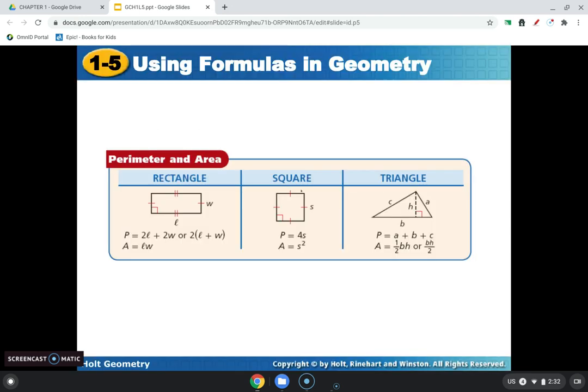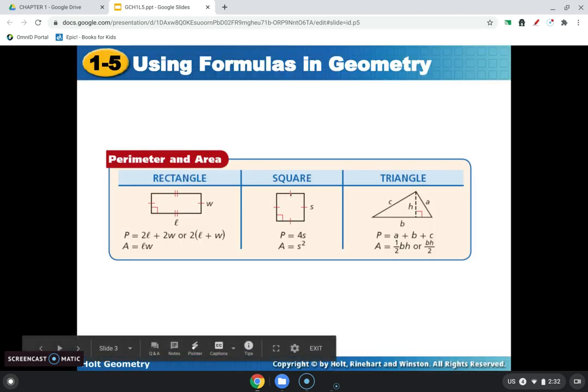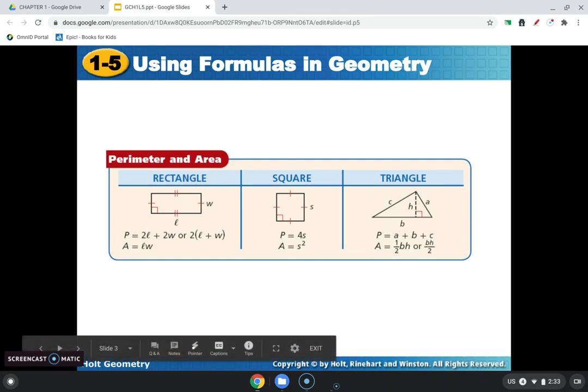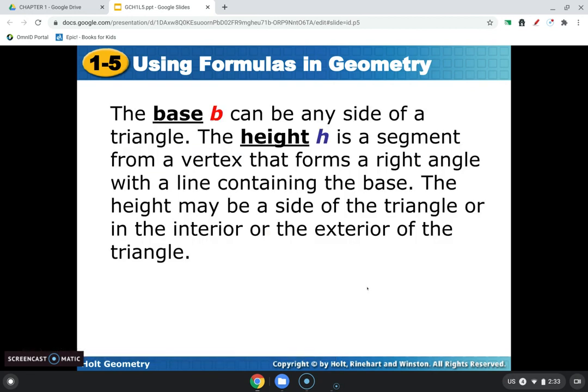So perimeter and area. These are some shapes that you've probably learned somewhere along the way already. We've got rectangle, perimeter and area, square, perimeter and area, triangle, perimeter and area. Triangle, you add up the sides. Area, you take half times base times height. So this is just basically an overview of using formulas in geometry.